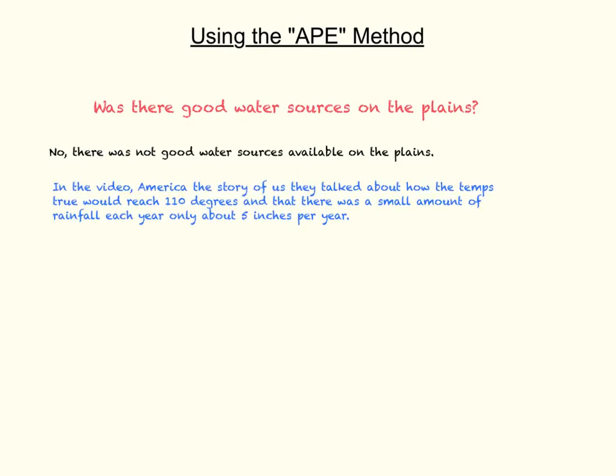So now what you can see here is I've now put in my proof to support that there was not good water sources available on the plains. And I put in here, in the video, America, the Story of Us, they talked about how the temps, I said temps, but it should be temperatures, would reach 110 degrees, and that there was a small amount of rainfall each year, only about 5 inches per year. Now, besides pointing out the fact that I spelled temperature wrong, you can see here that I went back and I pointed to a direct source.